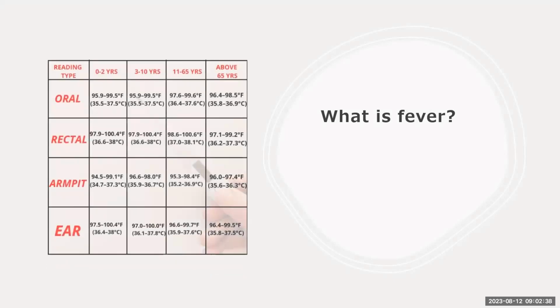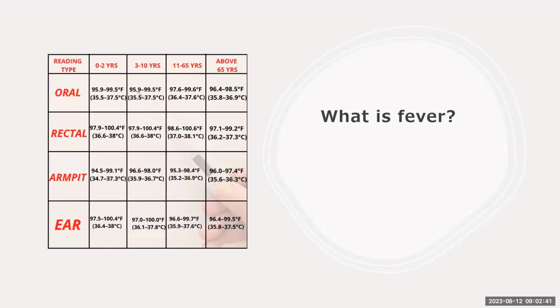So it's always tricky when it comes down to talking about definitions of fever, because technically you need to define where you are measuring the temperature before you can give an actual definition. The chart on the left shows the normal temperature for different age groups with different methods of measurement. But in general, most people in the pediatric world would define fever as a body temperature above 38 degrees Celsius or above 100.4. So that is generally what we use.